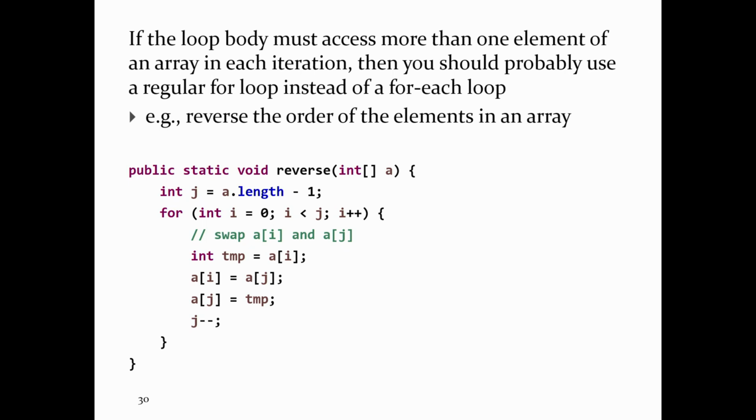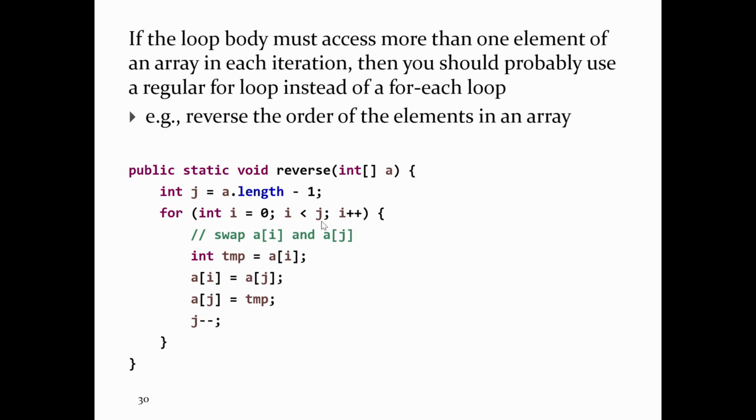I'm going to use j to indicate the element in the back half of the array. So i is going to start at 0. j is going to start at the length of the array minus 1, so that's the index of the last element of the array. How long do I want this to run for? Well, I want this to run as long as i is less than j.